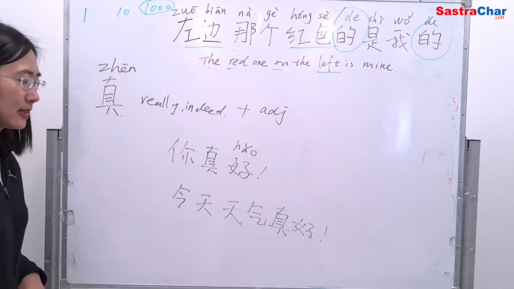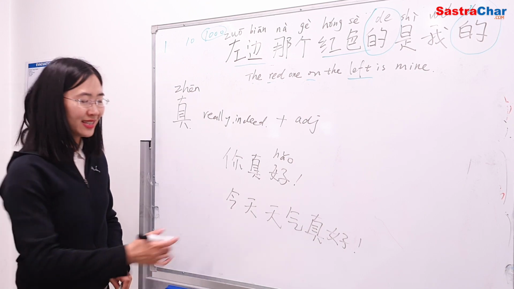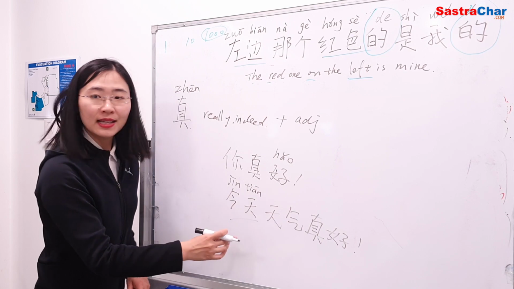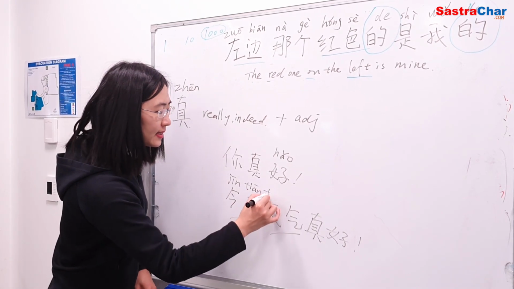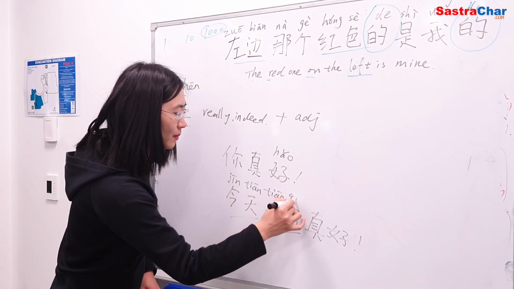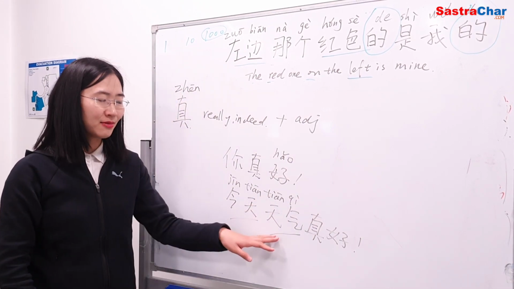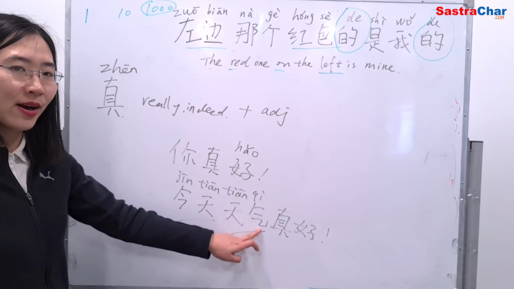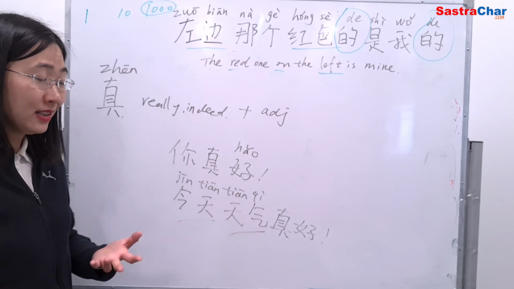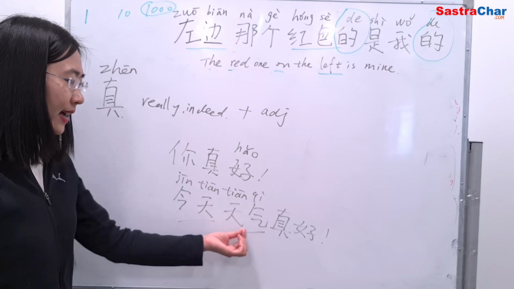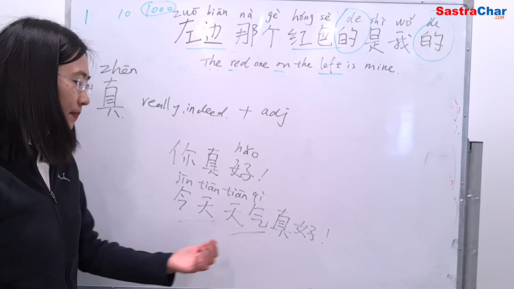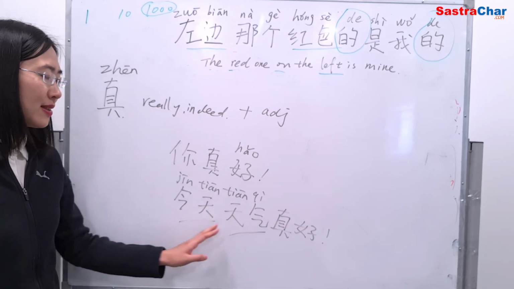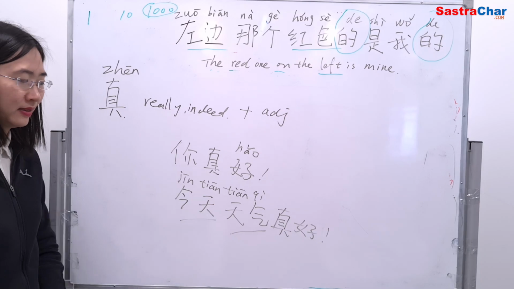Next. 今天天气真好. Okay? What does this sentence mean? 今天 is today, right? 天气. Do you still remember 天气? Yeah, 天气 means weather. 天 means sky. 气 means air. But here it means air. The sky and the air together make weather. Today's weather 真好, pretty good. So today's weather is really good, indeed good. Okay, next.